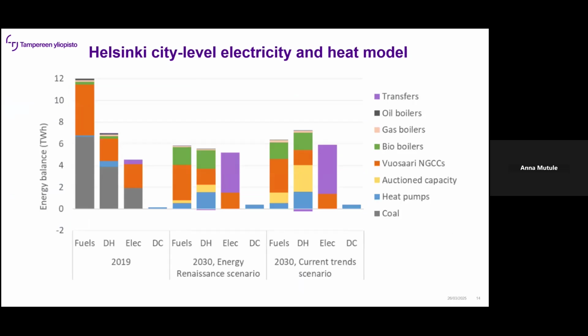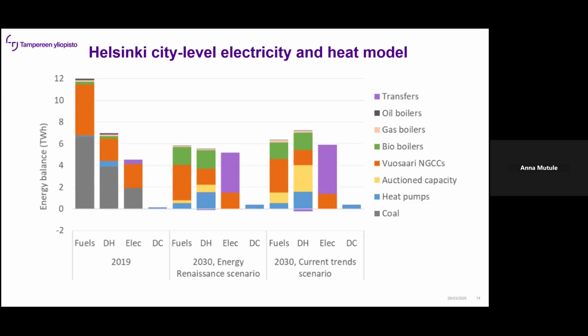On the left, the figure illustrates the energy balance for the Helsinki heating and electricity system under different scenarios, comparing 2019 and 2030. On the left, we see the baseline from 2019, which includes a significant share of coal and oil boilers. In the middle, the so-called energy renaissance scenario reflects expected energy efficiency improvements.